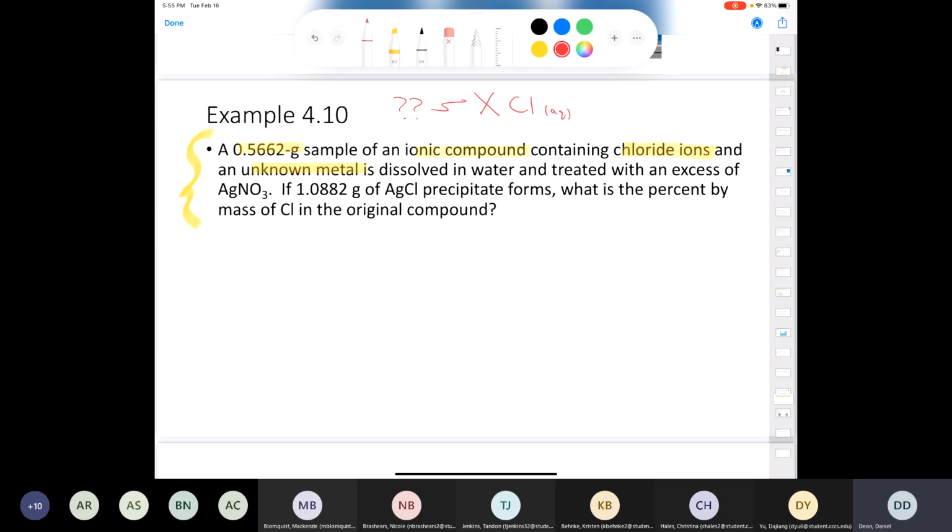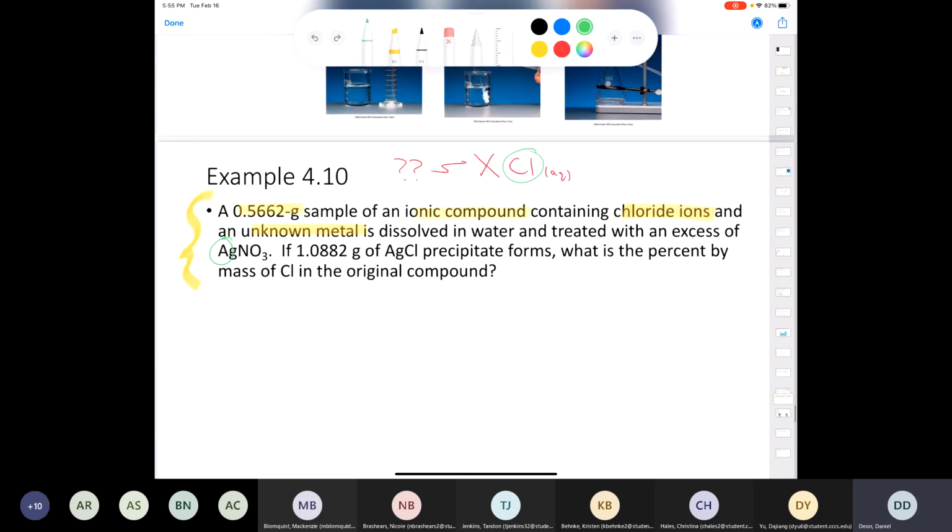So if we end up forming silver chloride, the silver chloride is going to be formed from the silver and the chloride that was in the original compound. So we can determine the mass of chloride in here, and then we can divide that by the mass that we started with, and we can determine the percent by mass of chloride in the original compound.